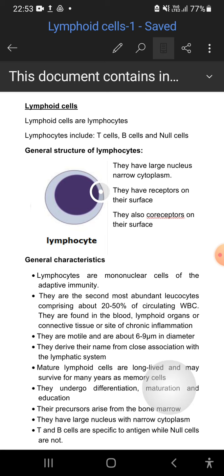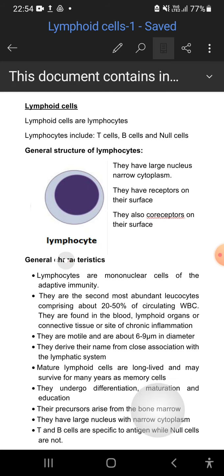On their surface, they have receptors. They have main receptors depending on the type of lymphocyte. Then there are those we call co-receptors also on their surfaces. These are classified as CD receptors, which stands for cluster of differentiation. You'll see why they are called cluster of differentiation. So on their surface, we have main receptors for each of those types of cells. Then they also have co-receptors.